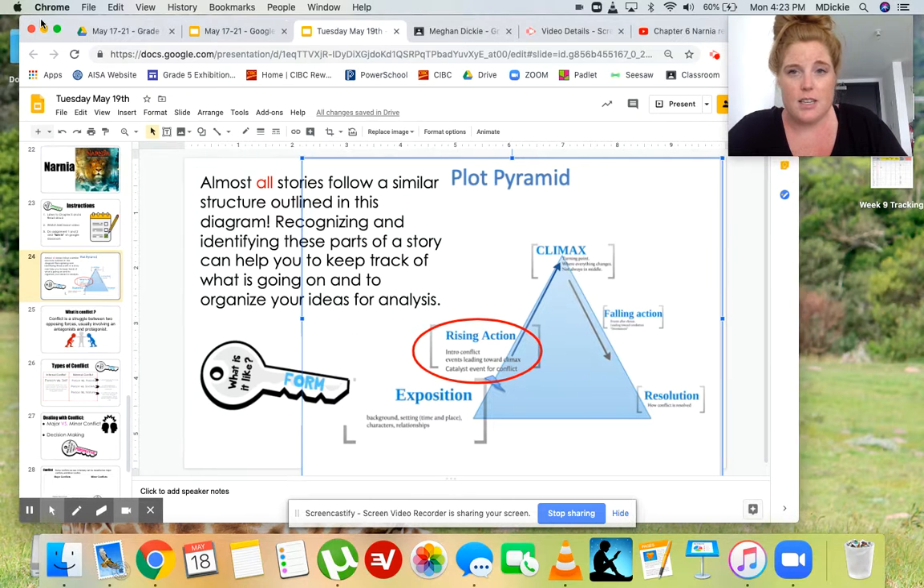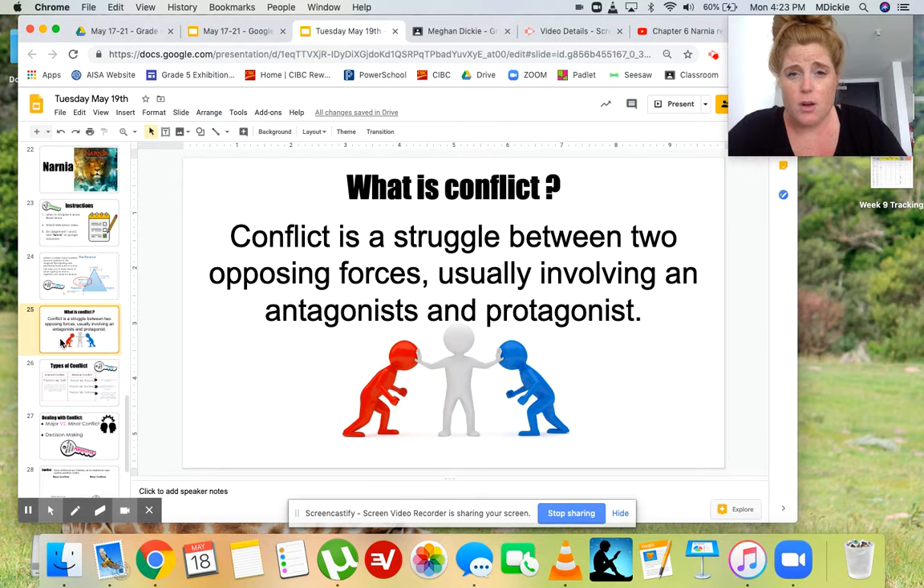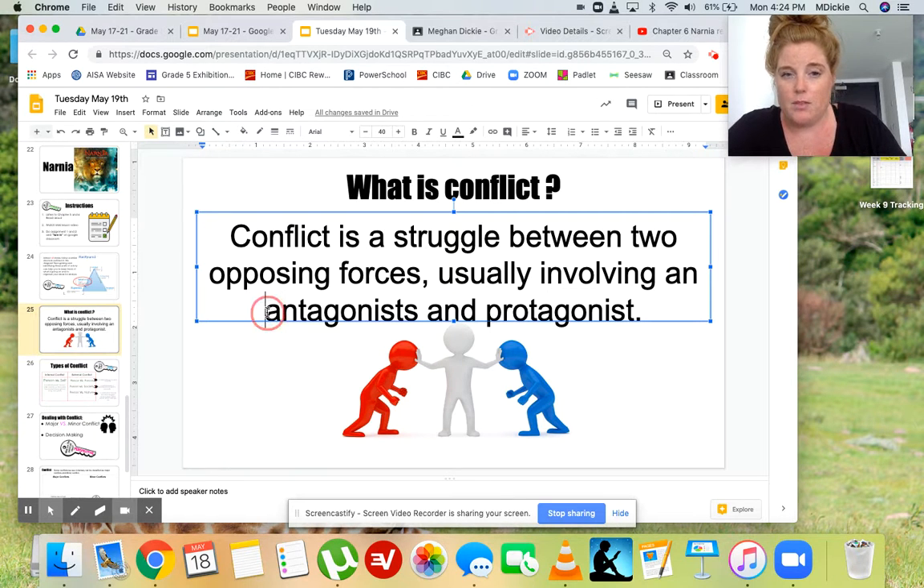So today's lesson is reviewing and going back to the conflicts, and that's where we're at right now with these chapters. So I want to remind everybody what a conflict was. A conflict is a struggle between 2 opposing forces, usually involving the antagonist and the protagonist. And if you remember from our lesson before, antagonist is usually the bad person in the story, and the protagonist is usually the good person, the hero in the story.